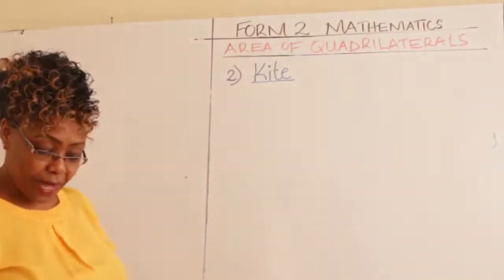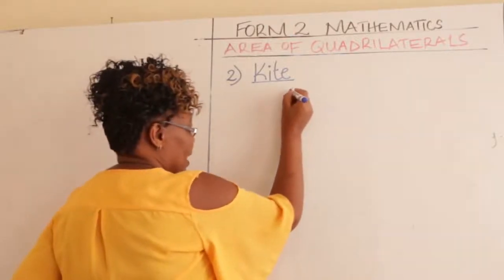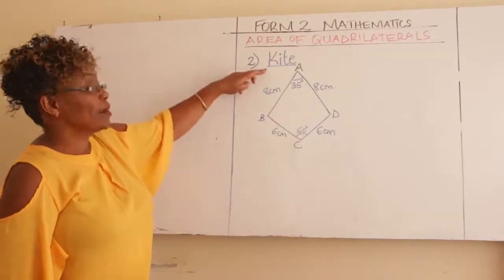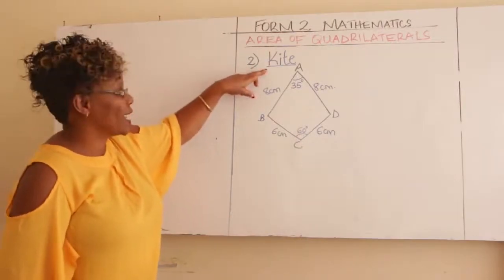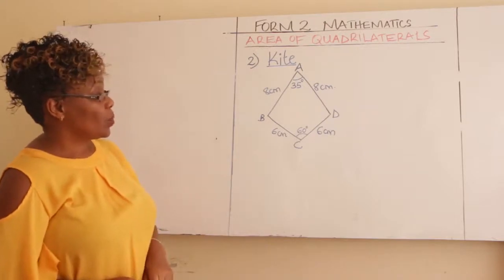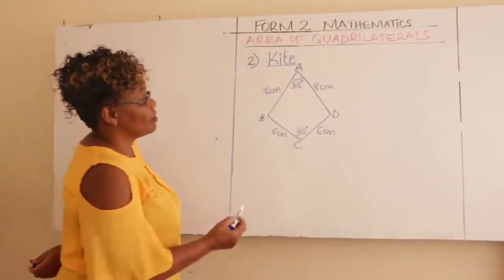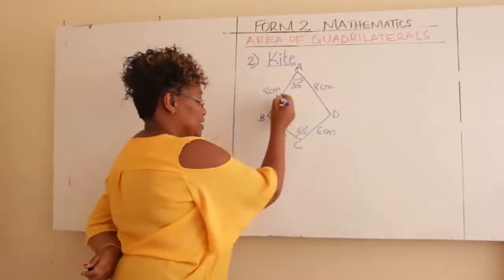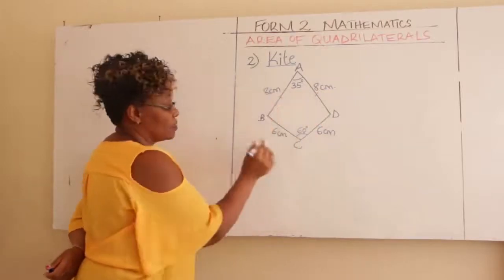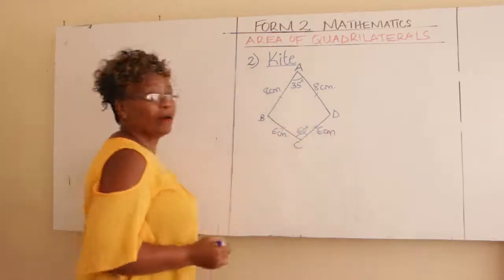Area of a kite. Suppose you are given a kite. So let us look at how to find area of a kite. We have the figure there. To find the area of this kite, we know that this side of the kite is equal to that. As you can see, it is 8 centimeters. This other one is equal to this one there.